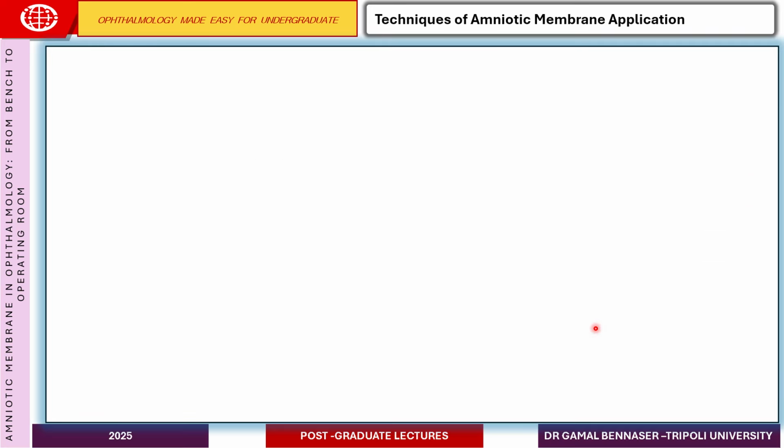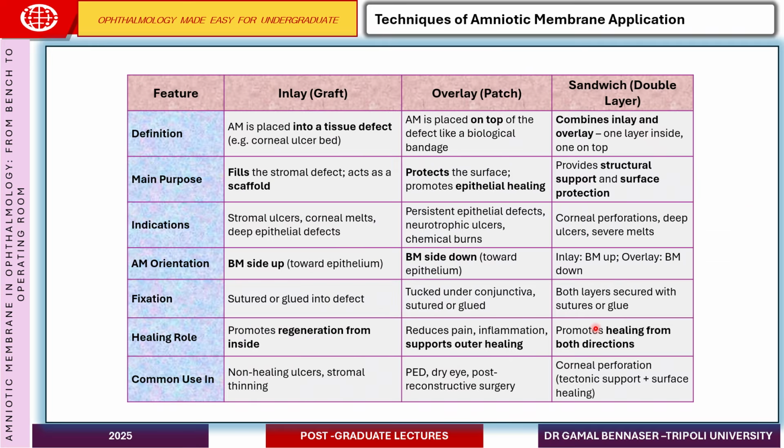So to sum up the different types of application, this is a comparative table showing the main types: the inlay, the overlay patch, and the sandwich technique. The inlay graft acts as a scaffold. The overlay patch acts as a biological bandage for the cornea, and the sandwich technique is the combination of both.